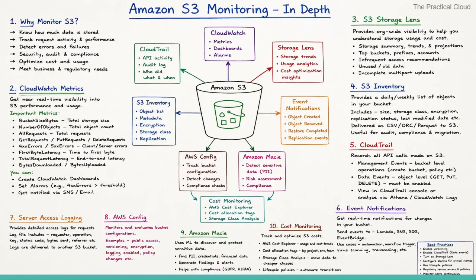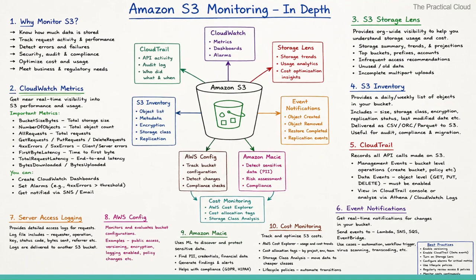We have server access logging, so we can enable server access logging for a particular bucket. This log will provide details of the request, operations, status code, bytes sent, referrer, etc. We can configure a target bucket where these logs will be delivered, and we can view the logs over there as well.